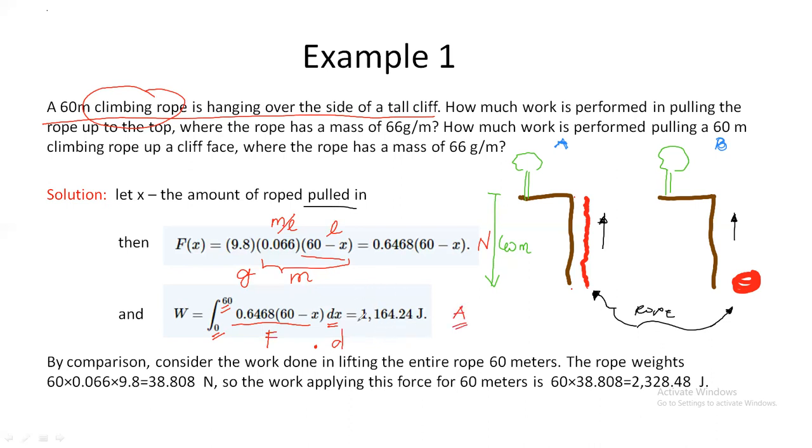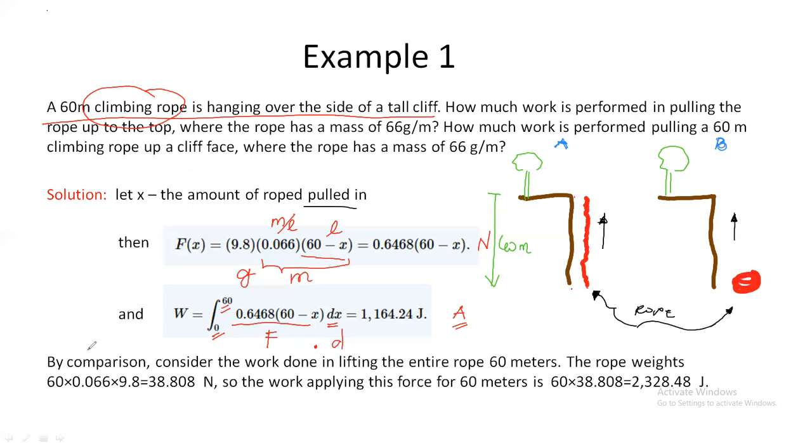The work applied in pulling up this rope on the face of the cliff, 60-meter rope, with mass 66 grams per meter is 1,164.24 joules. Now, what about here in this scenario?